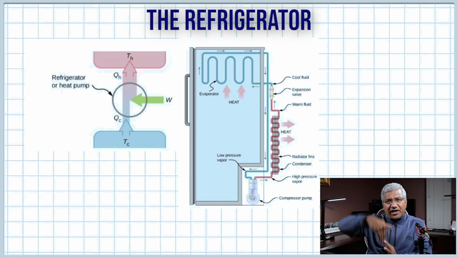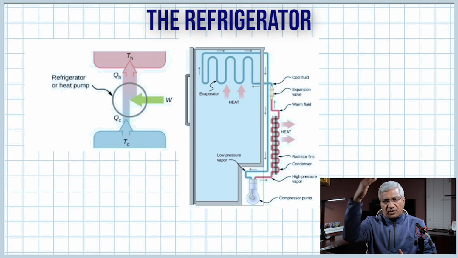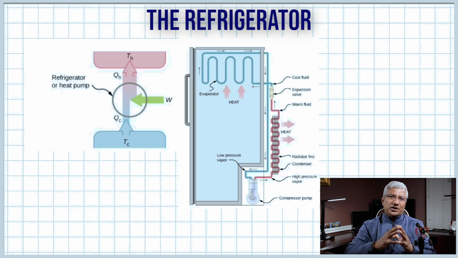So instead of going down, now it's going up. Heat is absorbed from the cold object, work is done on the working substance, and then it's able to transfer the heat to the hot object. So it's in line with the second law of thermodynamics, which states that if work is input, then heat can be transferred from a cold object to a hot object. So that's what you see here.